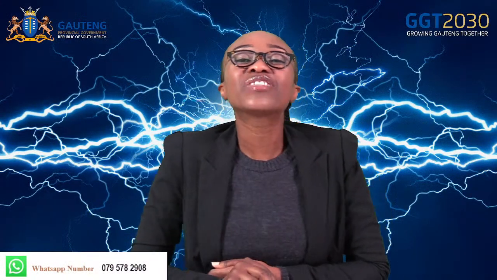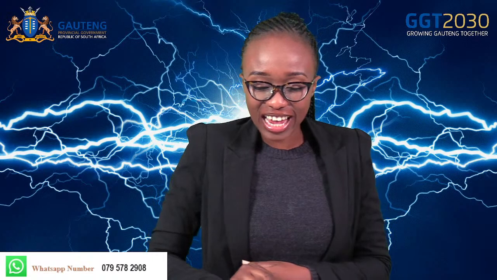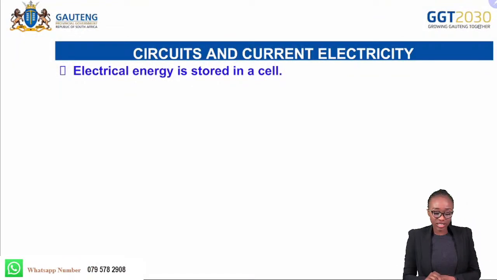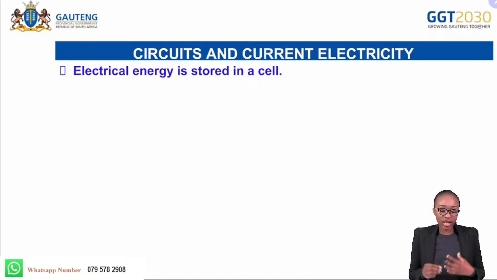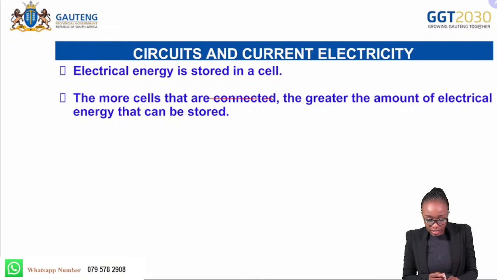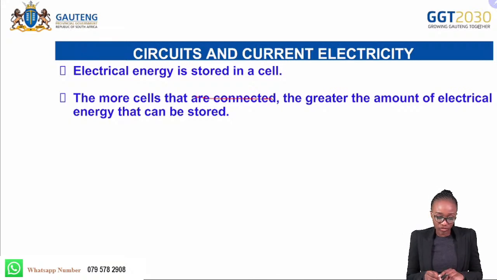Welcome back. Now let's move on to the next slide. We're still doing circuits and current electricity. Electrical energy is stored in a cell, and the more cells are connected, the greater the amount of electrical energy that can be stored. So we have electrical energy in a cell, but if we have more than one, we have more electrical energy.